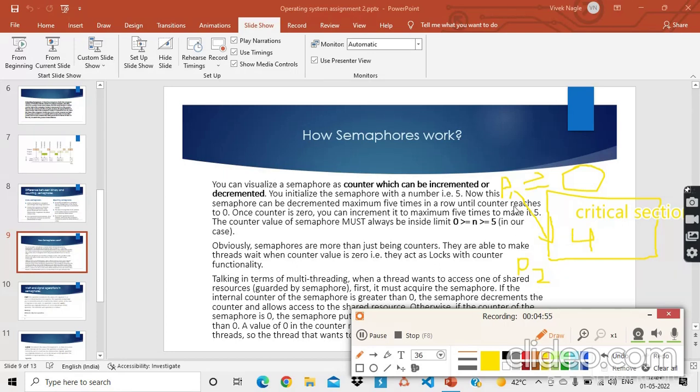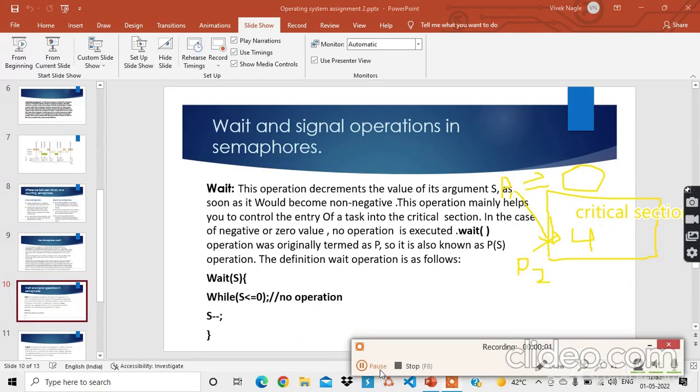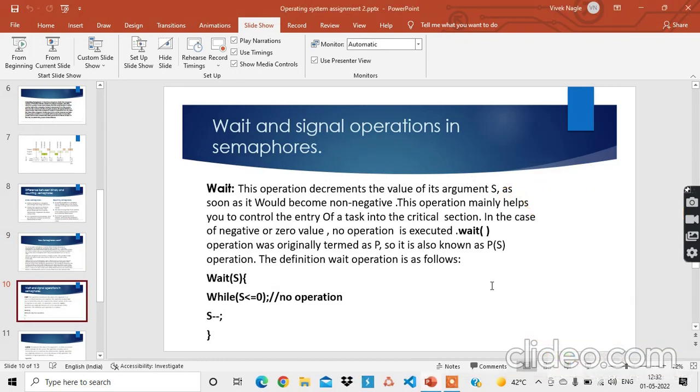For example, if P1 and P2 both processes want to enter a critical section, then two further operations are performed in semaphores: wait operation and signal operation. Wait operations always decrement the value of the semaphore. These operations decrement the value of their arguments.